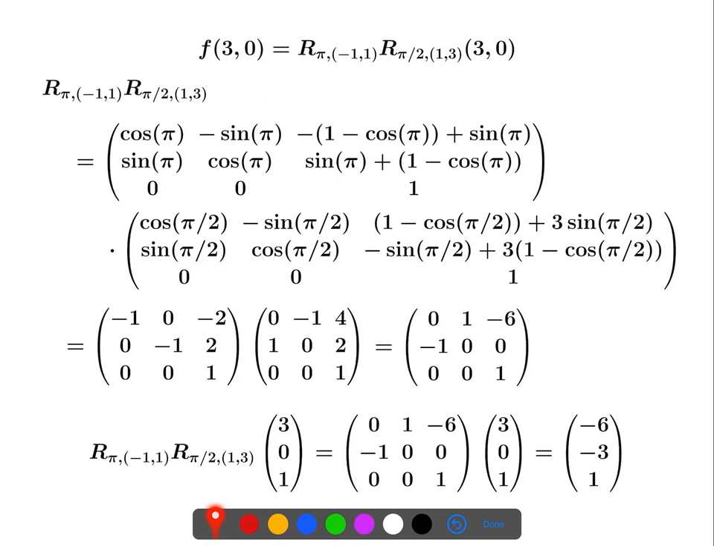Now, the nice thing about this approach, again, is if I gave you a lot of points, not just asked for f of 3, 0, but asked for f of 2, 5, or whatever, all you have to do is change this to 2 and 5. This matrix stays the same. It's still the product of the two rotations. So you're just going to take this matrix, put 2, 5, 1 here, and figure out where it goes. So you can do a lot of different points at the same time using just this one matrix.